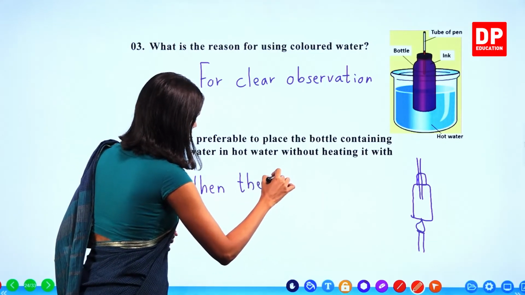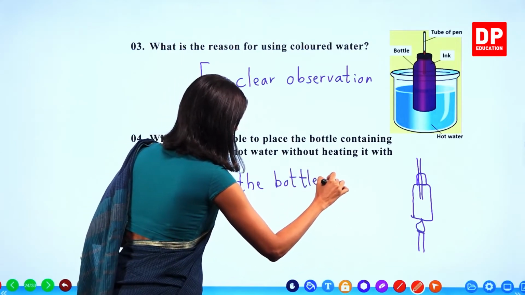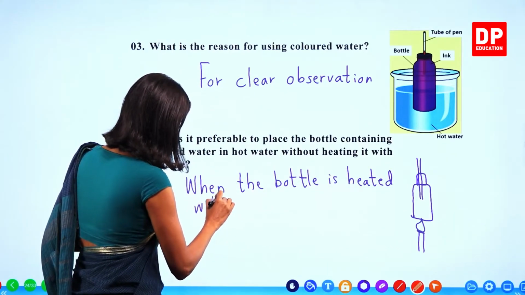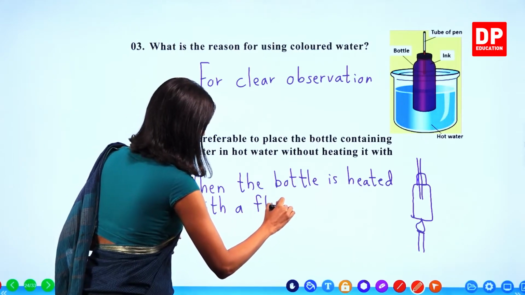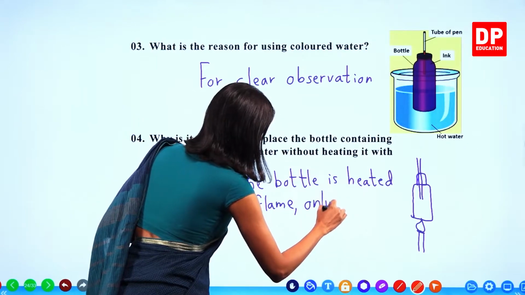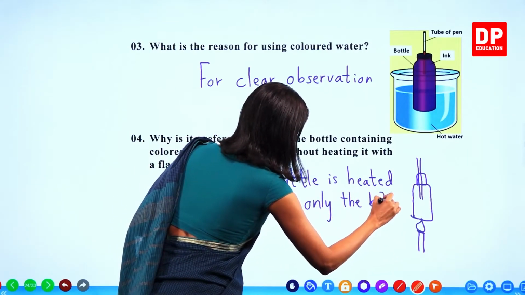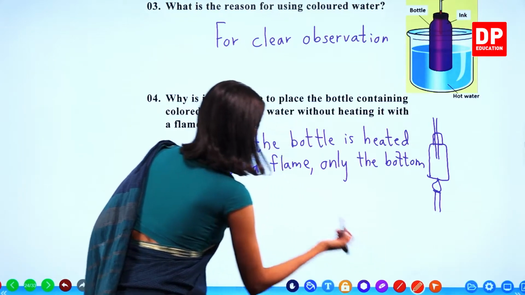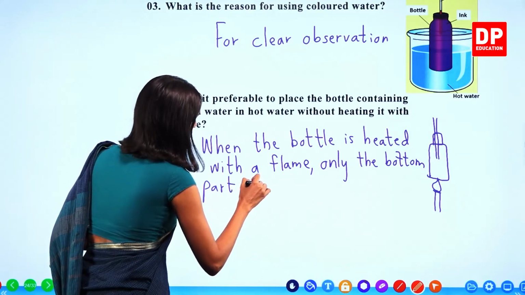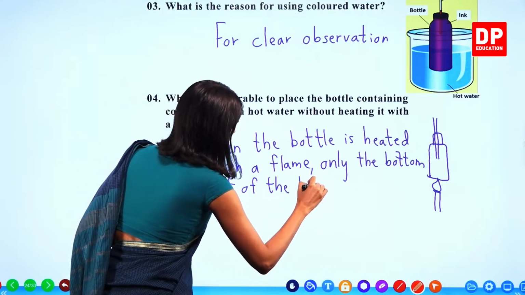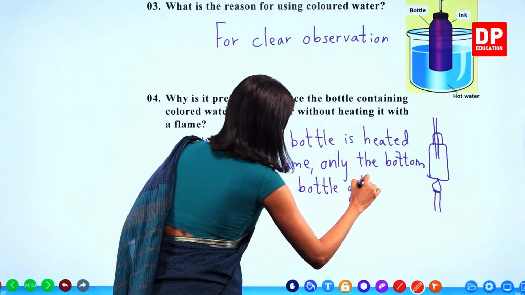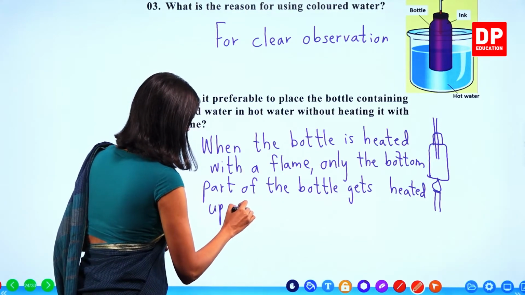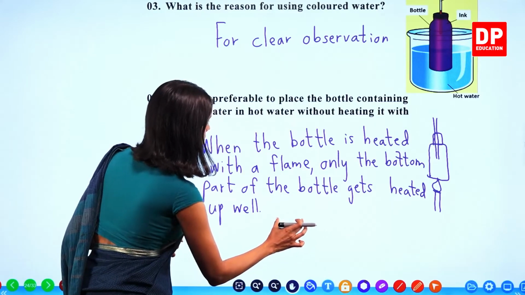When the bottle is heated with a flame, only the bottom part of the bottle gets heated up well. Okay.